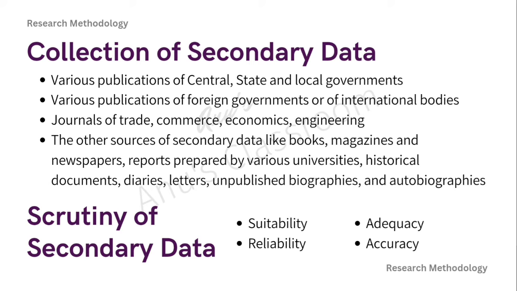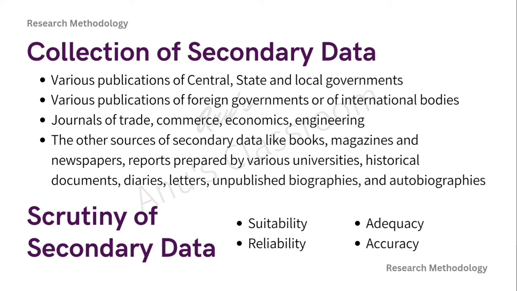The last topic for this session is about secondary data. So how do we collect secondary data? We can collect secondary data from various publications at the central, state, or local government levels, foreign governments, and even international bodies, journals of trade, commerce, economics, engineering. Other sources could be books, magazines, newspapers, reports prepared by various universities, historical documents, diaries, letters, unpublished biographies, autobiographies, and much more. All of these could be sources of your secondary data collection.